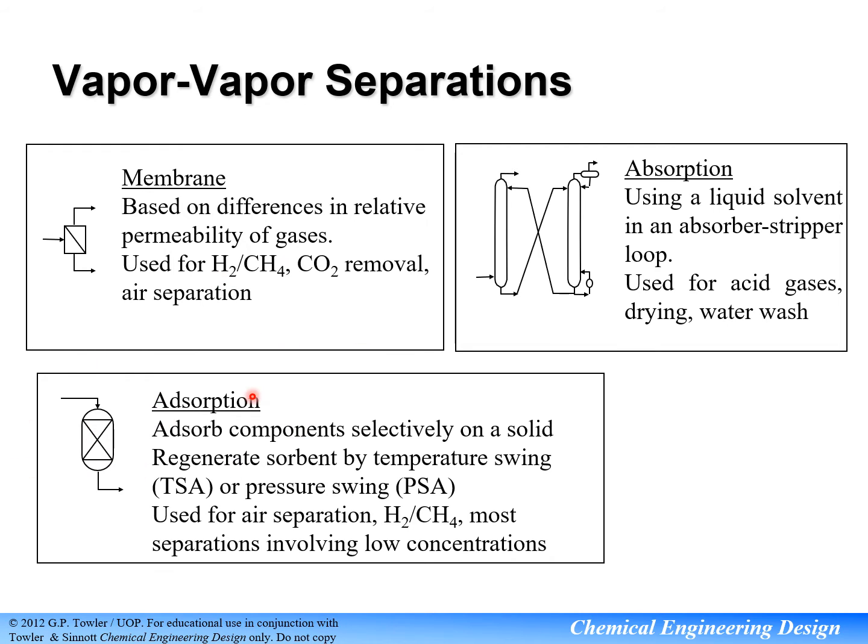The other equipment for vapor separation is adsorption. For adsorption we have two types of equipment, which are temperature swing adsorption and pressure swing adsorption. The applications for adsorption are air separation, H2 and CH4 separation, and most separations involving low concentration feed.